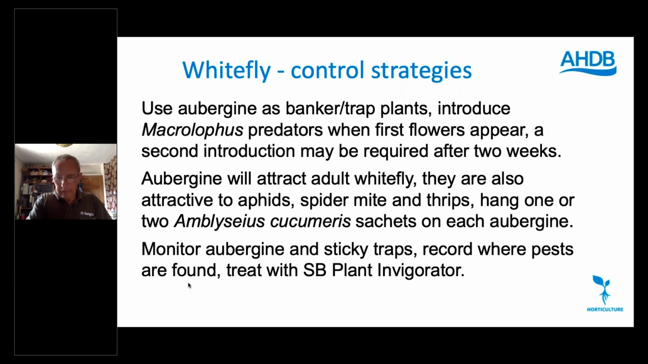So what we do, we introduce the predatory bug called Macrolophus. We do that when the first flowers appear. Usually we have a second introduction after 2 to 3 weeks. The aubergine, if anyone's ever grown them, will attract whitefly, thrips, spider mites, etc. So because we know we're likely to get these pests, we hang Ambrosaeus cucumeris sachets on the aubergine, as well as introducing the appropriate parasitoids and predators on those plants.